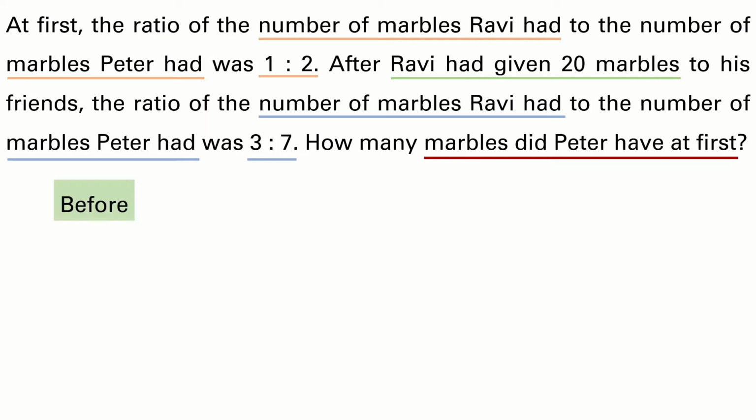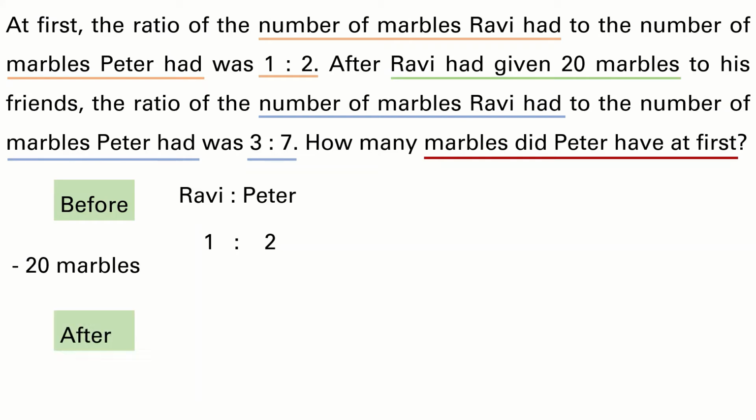So before, the ratio of marbles Ravi had to Peter would be 1:2. So Ravi gave 20 marbles away. Then after, the ratio of Ravi to Peter's will be 3:7.